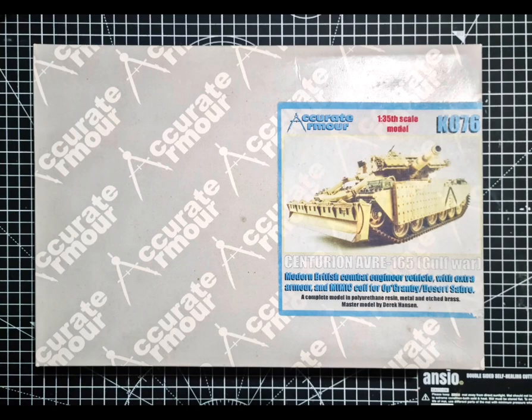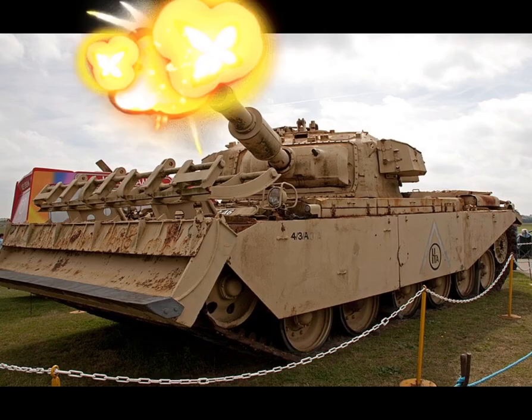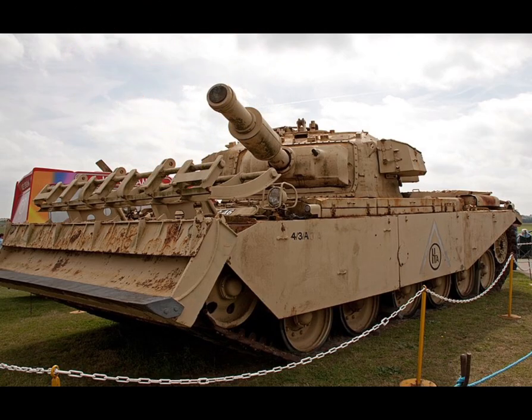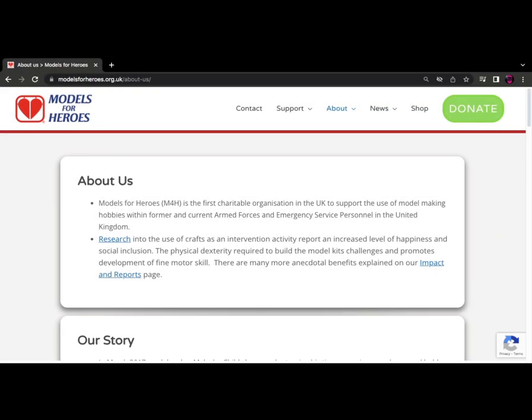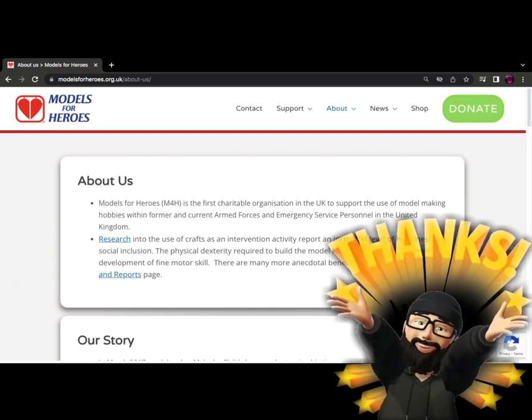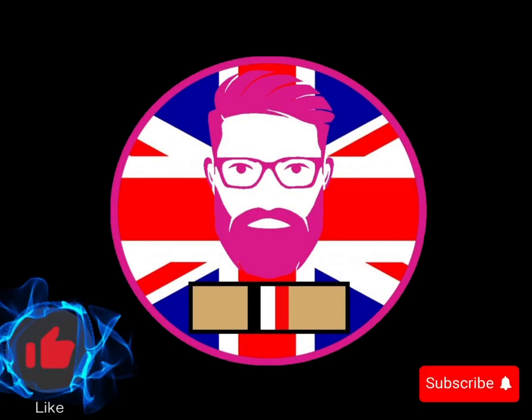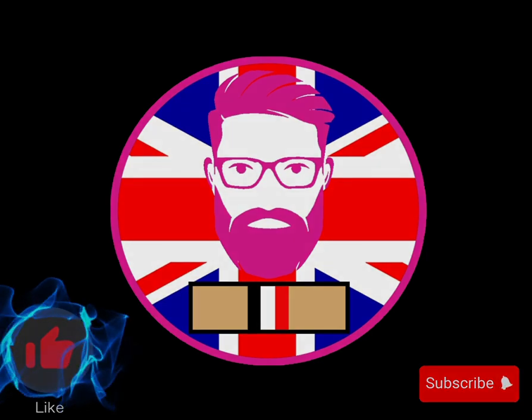I'm Mike. Today we're going to be looking at this kit, which is a 1/35 model of the Centurion Assault Vehicle Royal Engineers 165. It is a resin model produced by Accurate Armour and was kindly given to me by the charity Models for Heroes, who support veterans and blue light services in the hobby, and I really like to give them a massive shout out for all the support they gave me over the last year. With that being said, let's go ahead and take a look at what's in the box.